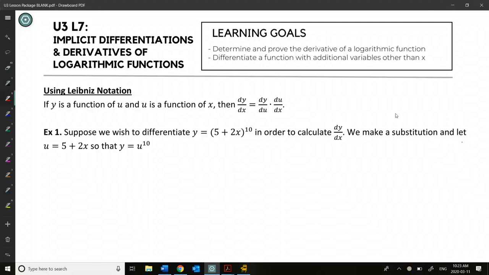All right, so we're going to cover a few different things today. The first thing will be implicit differentiation. So I'll talk about that a little bit, and then derivative of log and ln.